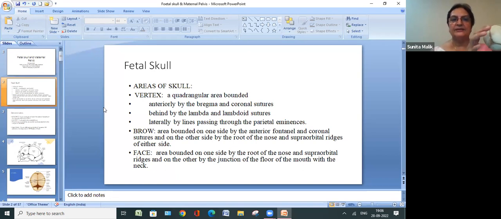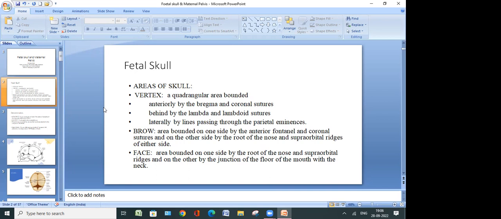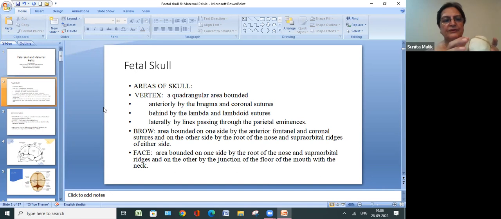Can you see my hands also along with that on the skull? Yes, ma'am, it's showing. So this is the bregma and this is the coronal suture, and behind by lambda and the lambdoid suture, and laterally a line passing through the parietal eminences. So this quadrangular area is the vertex. That's what presents in the vertex presentation.